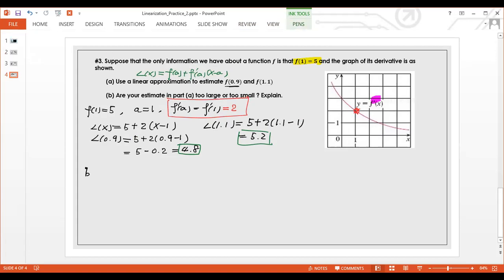Okay, let's take a look at part B. I think part B is very interesting. Let's say that you use L(0.9) and L(1.1) to try to estimate those values. Are those estimates too large or too small? Is this larger than the true number? Whatever the true number is, I'm not sure, but is this a little too large or too small?